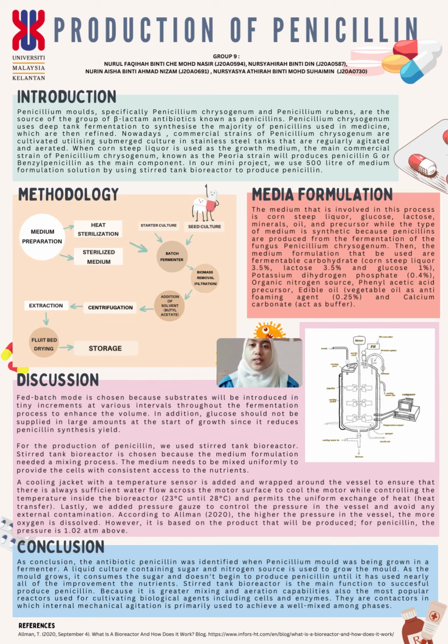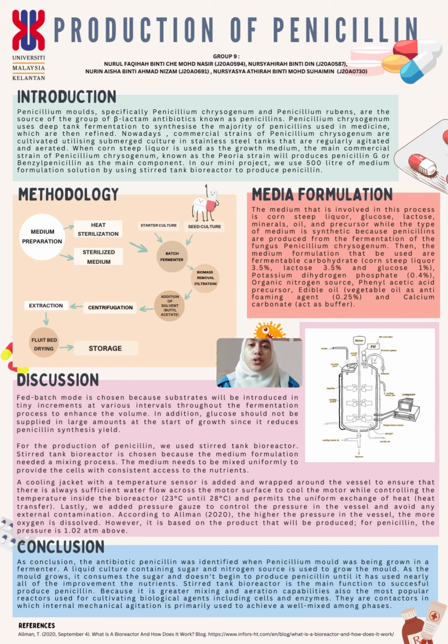For the production of penicillin, we use a stirred tank bioreactor. A stirred tank bioreactor is chosen because the medium formulation needs a mixing process. The medium needs to be mixed uniformly, hence 3 ampoules are attached to the bioreactor to provide the cells with consistent access to the nutrients. Then, a cooling jacket with a temperature sensor is wrapped around the vessel to ensure that there is always sufficient water flow across the motor surface to cool the motor while controlling the temperature inside the bioreactor, and it also permits the uniform exchange of heat.